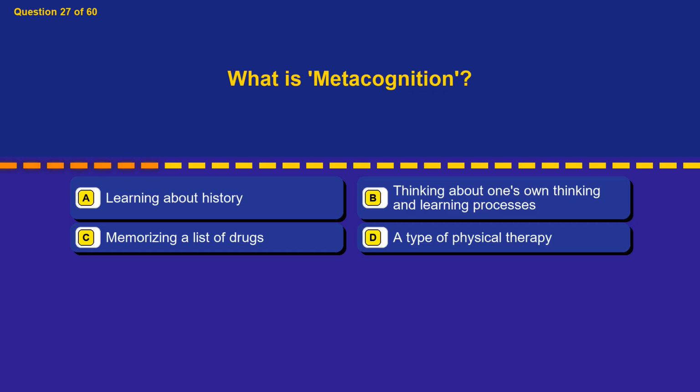Option A. Learning about history. Option B. Thinking about one's own thinking and learning processes. Option C. Memorizing a list of drugs. Option D. A type of physical therapy.